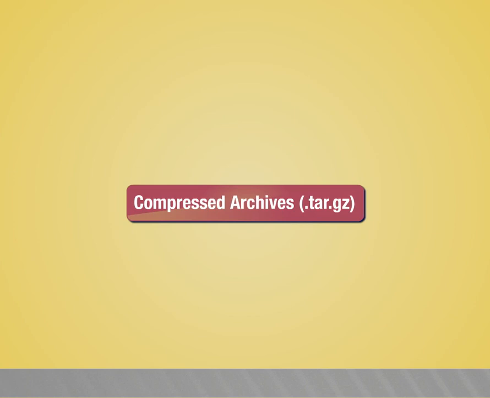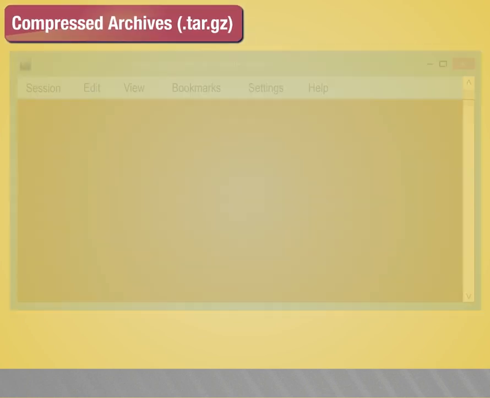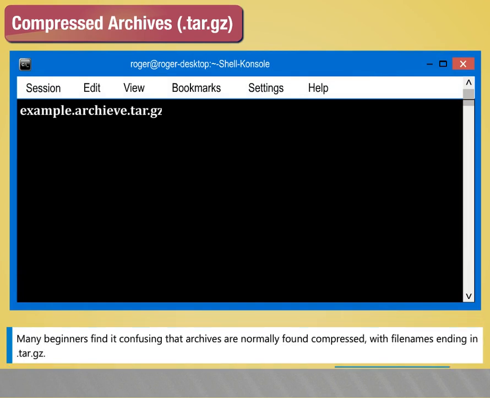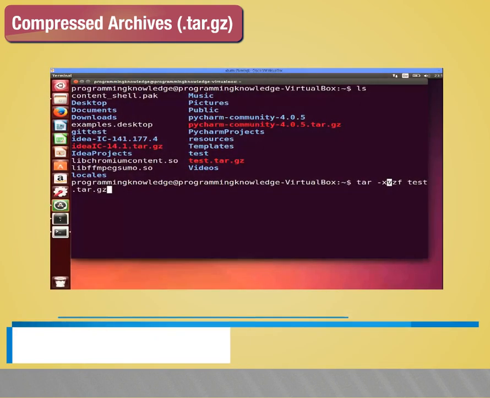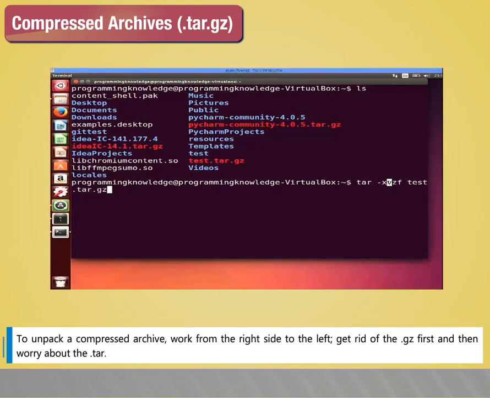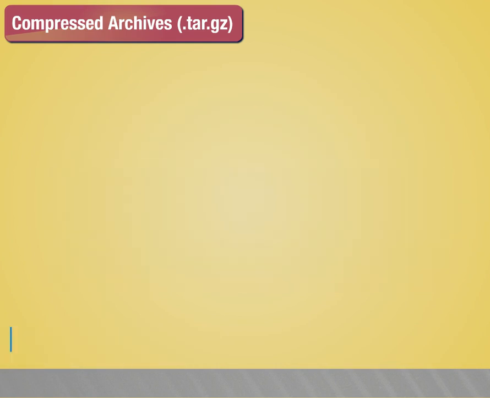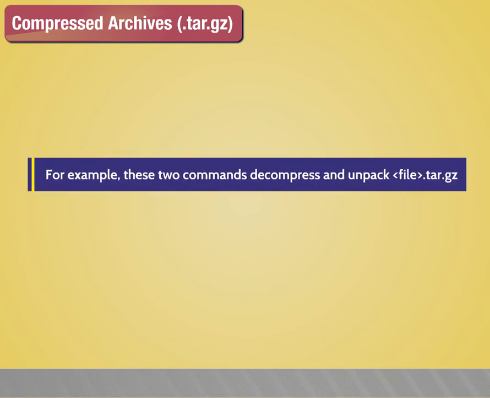Compressed archives, that is .tar.gz. Many beginners find it confusing that archives are normally found compressed, with file names ending in .tar.gz. To unpack a compressed archive, work from the right side to the left. Get rid of .gz first and then worry about the .tar. For example, these two commands decompress and unpack file.tar.gz.